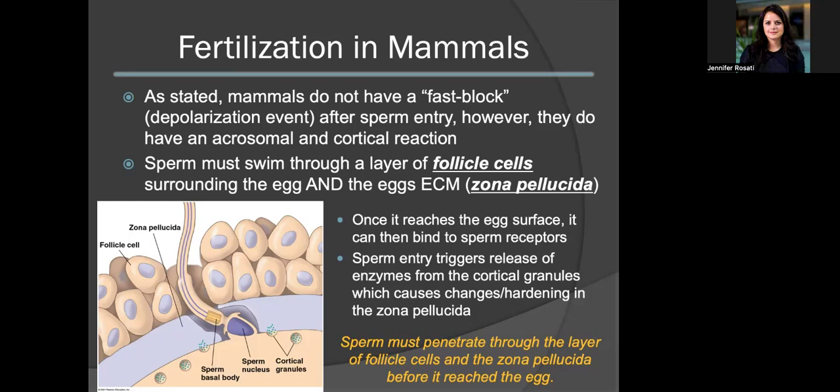The entry of the sperm will trigger a release of enzymes from the cortical granules. This will cause changes in the zona pellucida, which will lead to the hardening of that layer. Sperm must be able to penetrate through the layer of follicle cells and the zona pellucida before it actually reaches the egg.